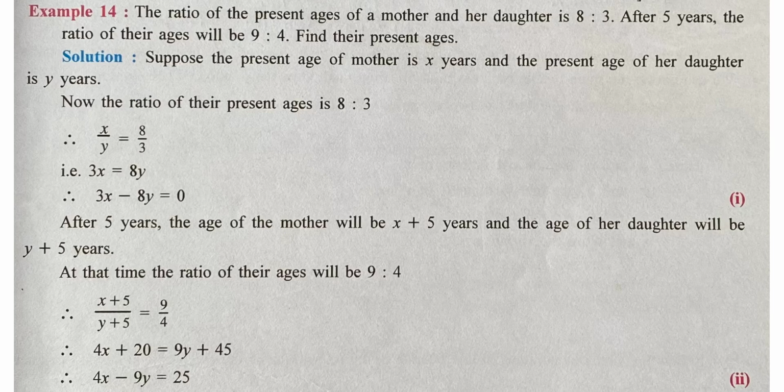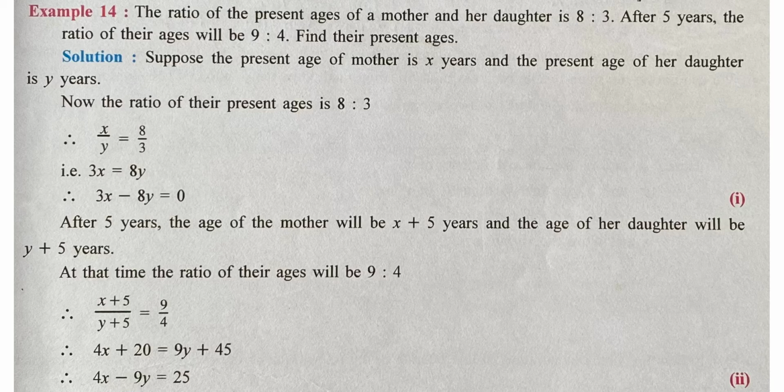Next is: the ratio of present ages of a mother and her daughter is 8:3. After 5 years, the ratio of their ages will be 9:4. Find their present ages. So the condition given to us is related to the ages of a mother and a daughter. So suppose that the present age of the mother is x years and the present age of the daughter is y years.